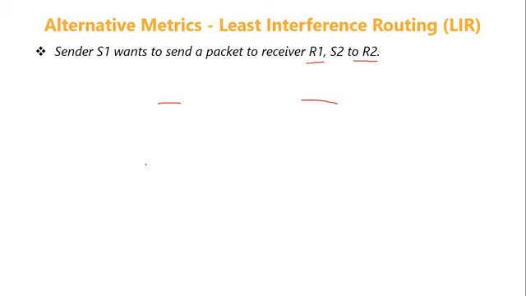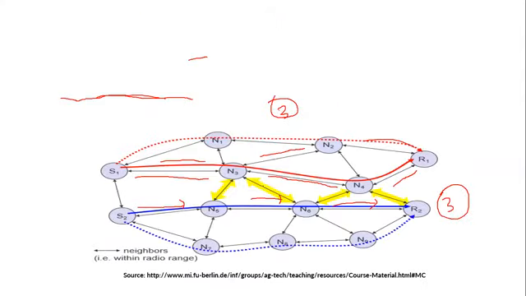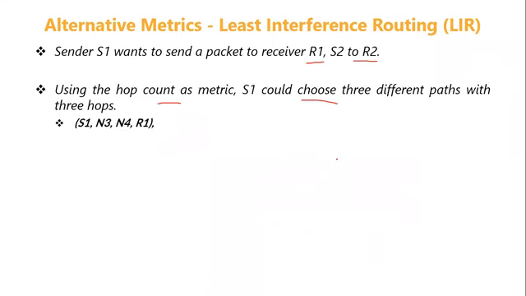Okay, there are three paths. I left out one path. So I told two. The other one is also three hops only: S1 to N1, N1 to N2, and N2 to R1. So these are the three paths available from S1 to R1 with hop based routing.